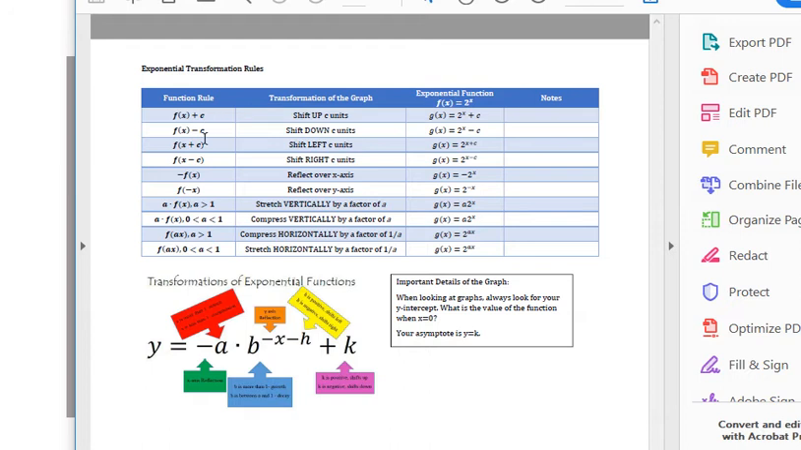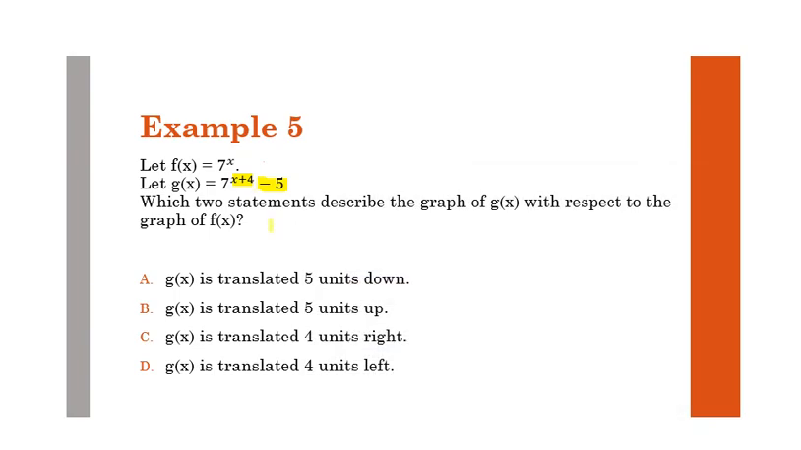All right, so if you can see here, if I add or subtract to the exponent like I do in these two spots, notice if I add to my exponent like I did here, that we shift left however many units I am adding or subtracting. It's backwards. So even though it's a positive, we're really moving in the negative direction. So since I have a plus 4, I'm really moving to the left 4 units. So D, g of x is translated 4 units left, would be correct.